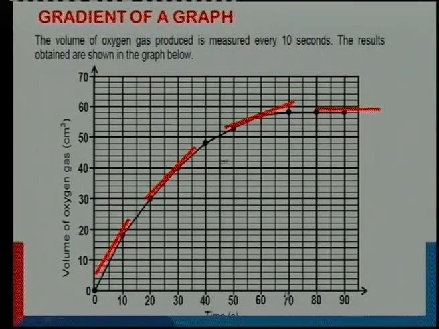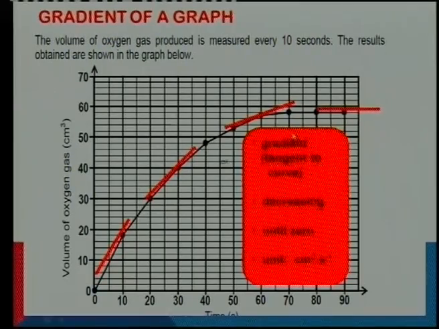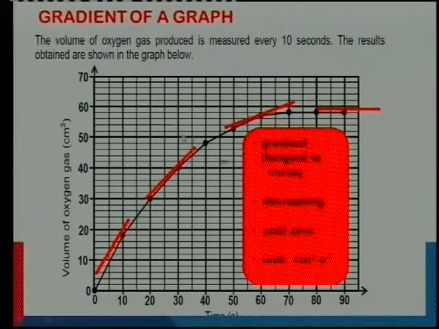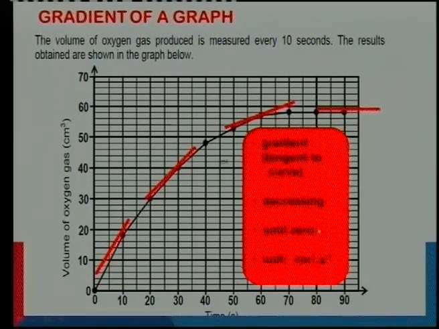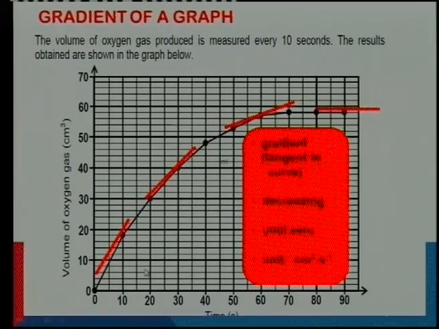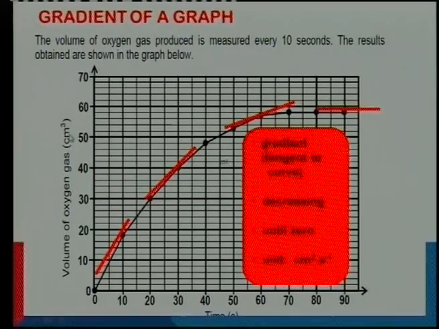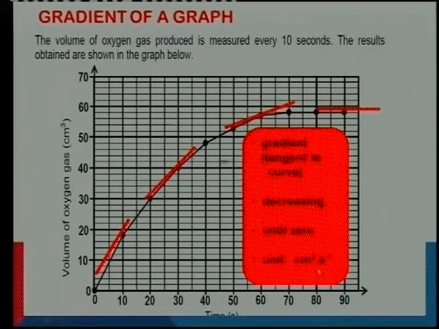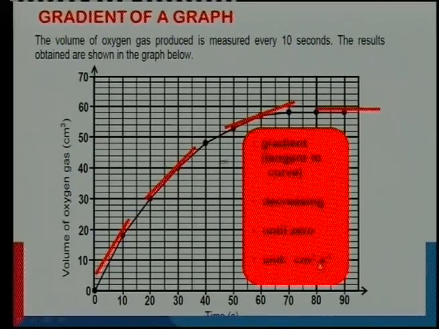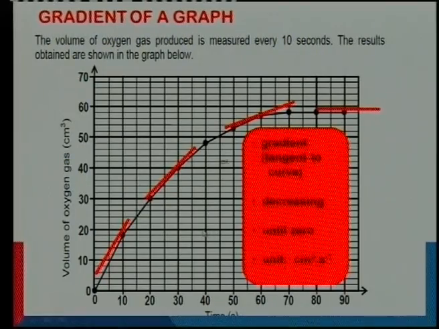But I think what's important, let me just summarize this one for you. We then say we find the gradient, which is also called the tangent to the curve. We find in this case it is decreasing until it reaches 0, and the units is always y units over x units. Gradient is always y over x. So it's centimeter cube divided by the seconds. We call it per second. That's how we write it. Make sure that you can at least do this.